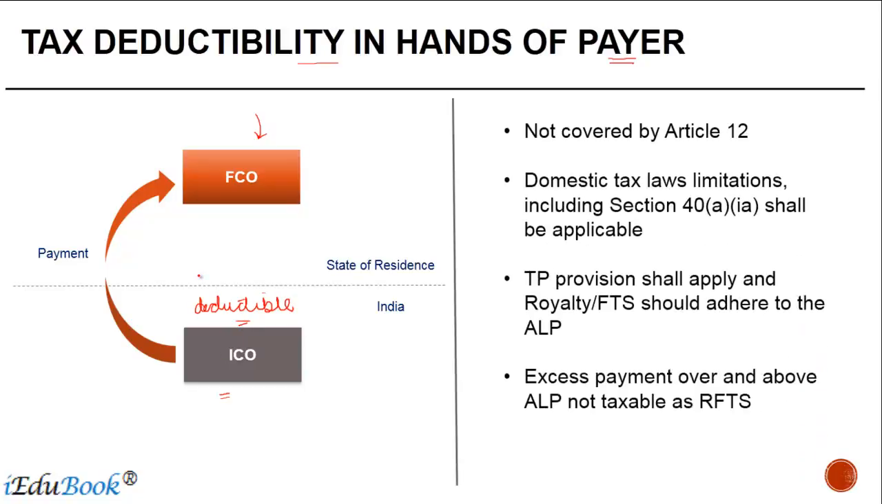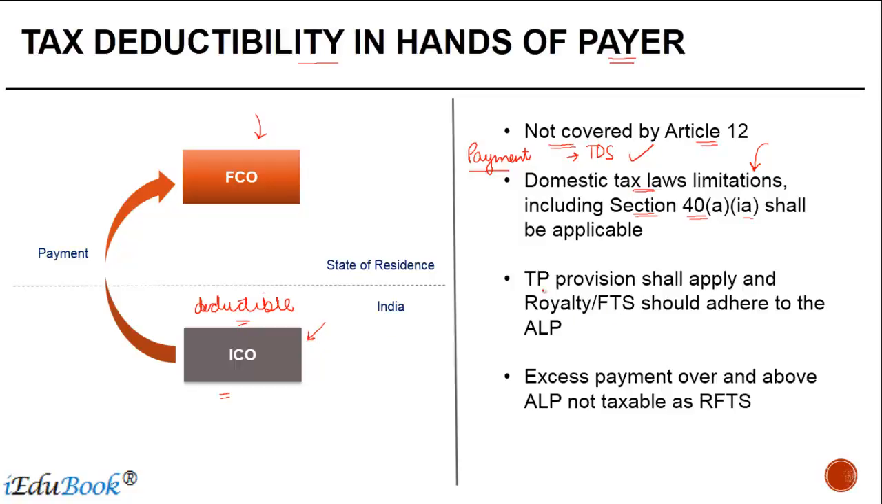Right? So the deduction in the hands of the taxpayer is not covered by Article 12. Right? It is basically subject to the domestic tax laws and whatever limitations are there. So if the domestic tax law provides that this will be allowed only when paid, okay, or only if the TDS has been deducted under specific circumstances or specific rates, all those will be applicable. So let's say in the present case section 40(a)(i) shall be applicable, and unless and until the TDS is deducted, this amount may not be deductible in the hands of the Indian company.